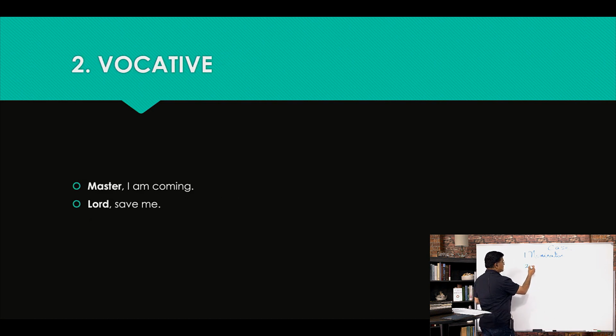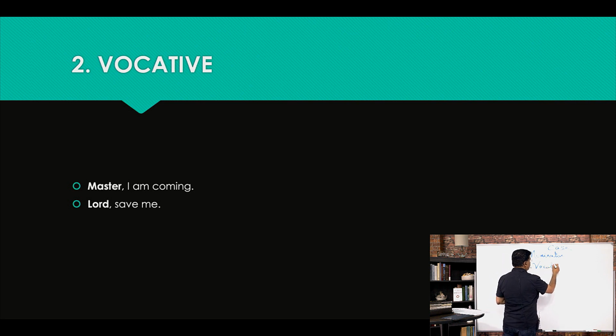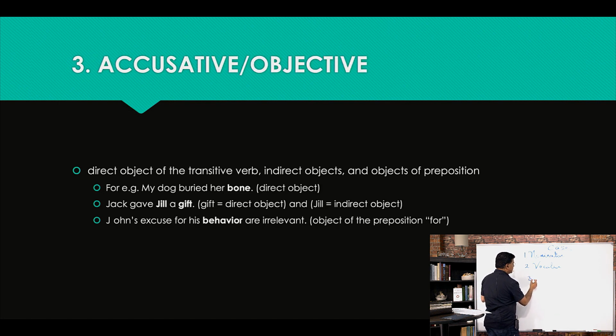The next is vocative. The second case is vocative. That's more like exclamation or just an interjection or hailing somebody. Master, I am coming. Master is vocative. Okay, vocative. So, Kyrie, Lord, is vocative. Lord, save me. Lord is in the vocative. Lord, comma, save me.